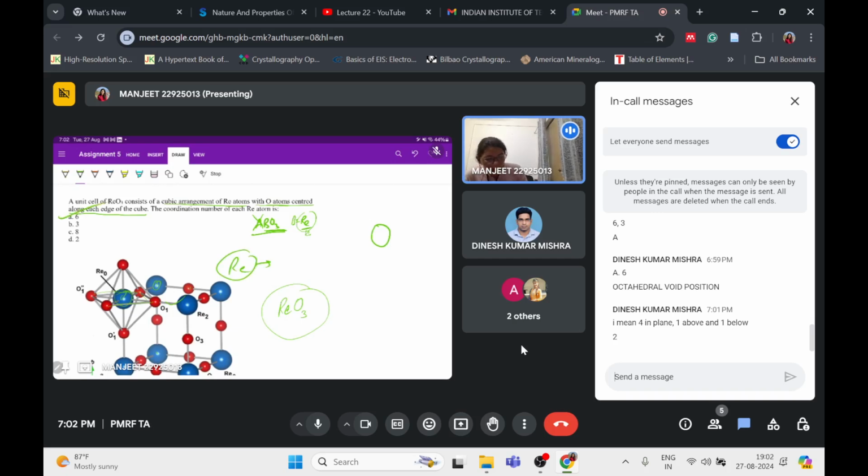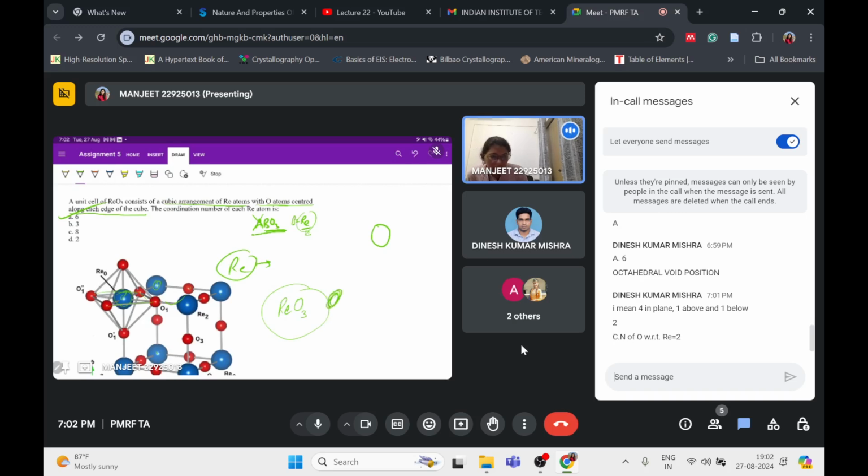So what about the coordination number of the oxygen? The coordination number with respect to Re will be 2. Yeah, the coordination will be 2, because you can see here this oxygen atom is only connected to these two atoms only. So the coordination number for the oxygen will be 2.